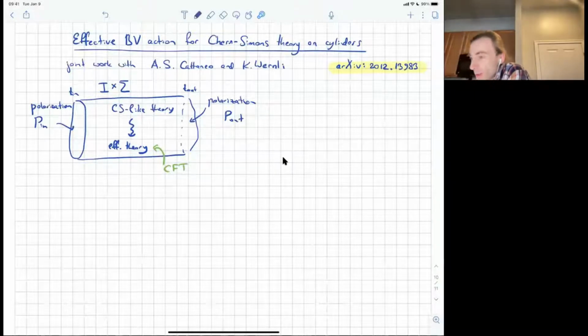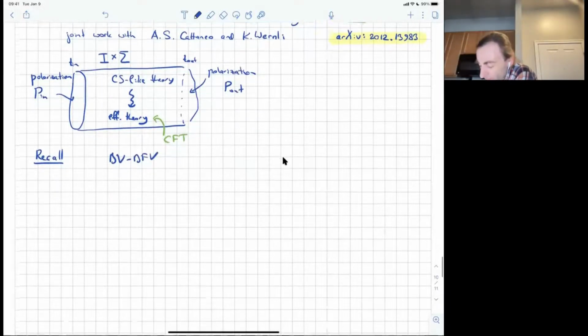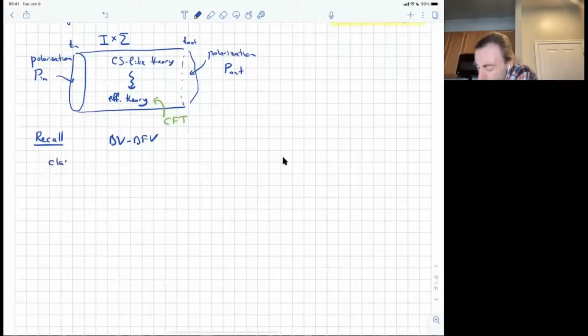Okay. So now I want to very briefly recall the setup, and I know that it was already spoken about in this program, so I will be brief. So how the BV-BFV setup works, I need to say something because I'm using it. On the classical side, it's an extension or refinement of Batalin-Vilkovisky formalism to manifolds with boundary, where you're allowed to glue and cut. So that's what it is.